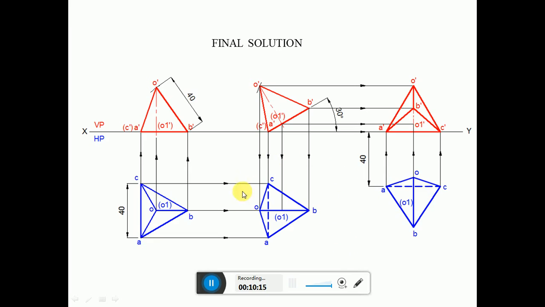If you want, you can rotate in anti-clockwise direction also. If you do that, then the base is going to become invisible, because the base is away from the observer. Where is the observer? The observer is looking from the front side here. So once the base is 40 mm away from it, you draw a 40 mm line. From the XY line you draw a horizontal line of 40 mm.